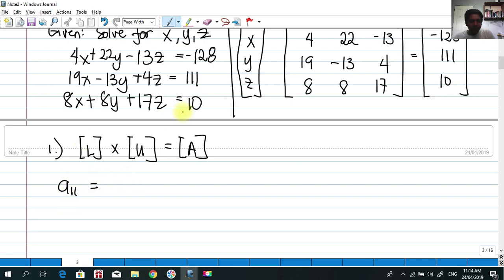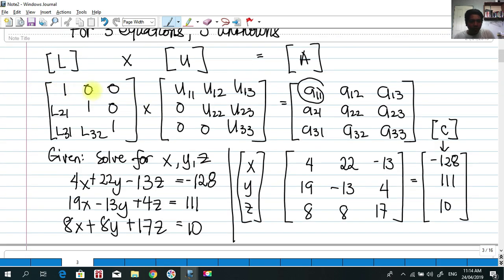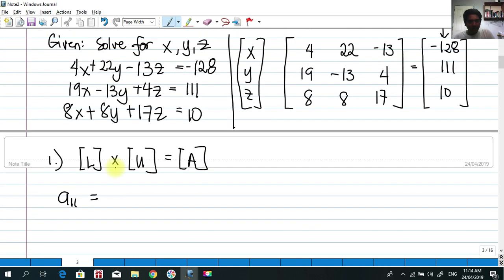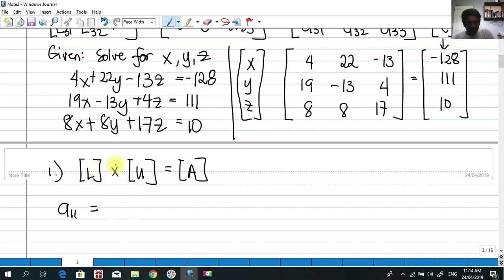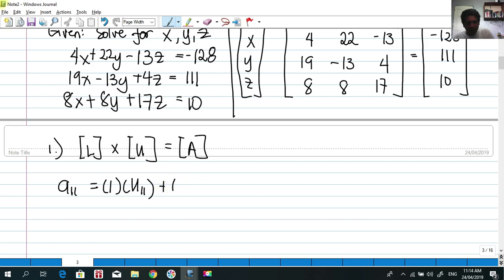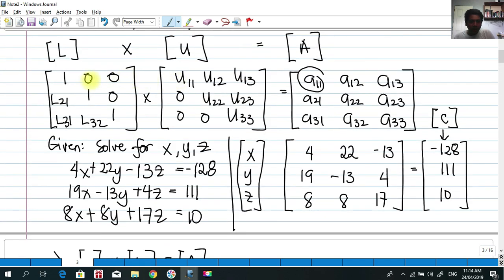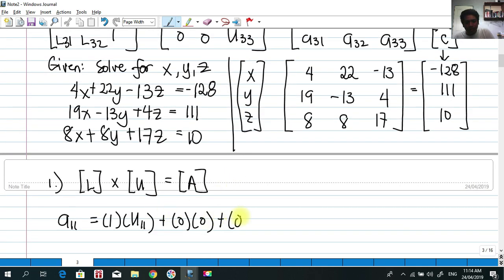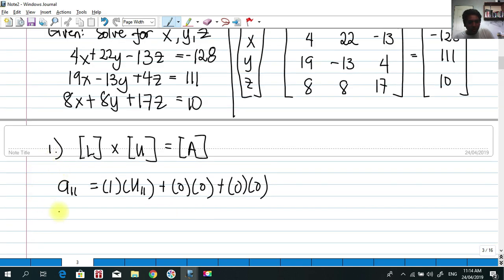So A11 is simply equal to what? Row 1 of L and column 1 of U. So we have row 1, 1 times U11, plus 0 times 0, multiply this element by this element, 0 times 0 is 0, plus 0 times 0. So in other words, U11, which is our unknown, is only equal to A11.